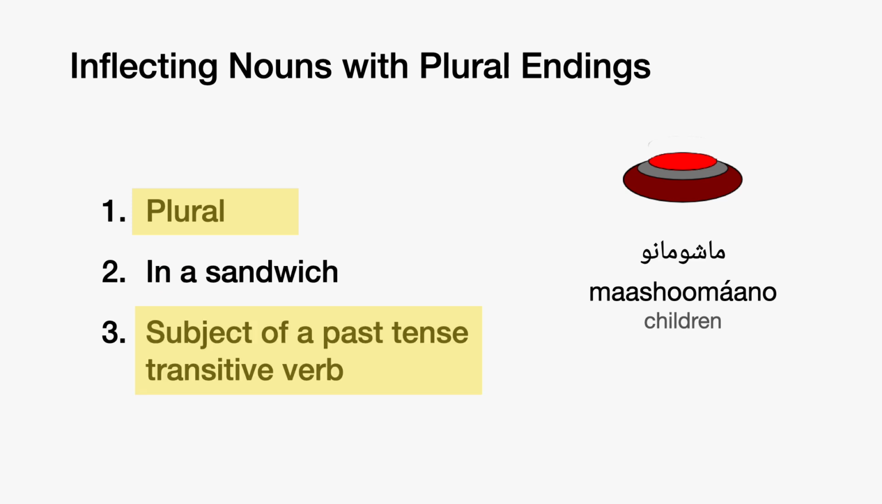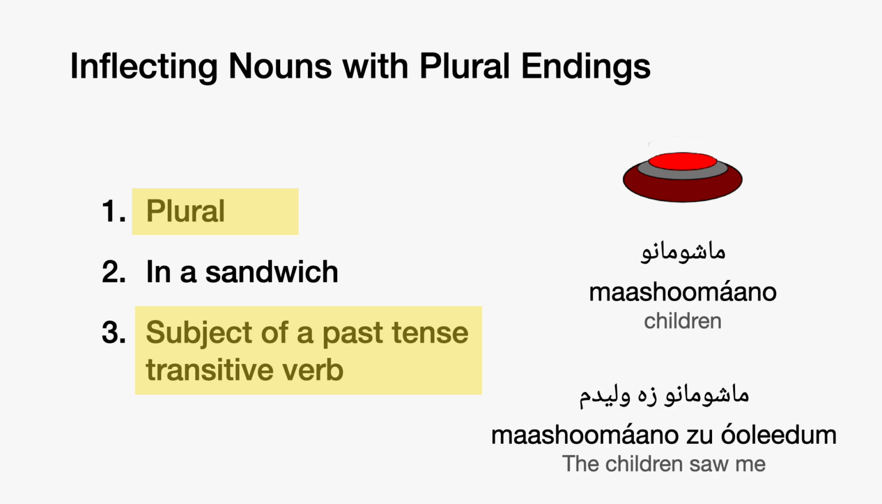Same thing if we have a subject of a past tense transitive verb. That's also plural. Like if we have children that are the subject of a past tense transitive verb, the ones that did some transitive verb. So, for example, mashumano zawulidam, the children saw me. Here, the children are the subject of a past tense transitive verb, and so we can't say mashuman zawulidam, we have to say mashumano zawulidam.